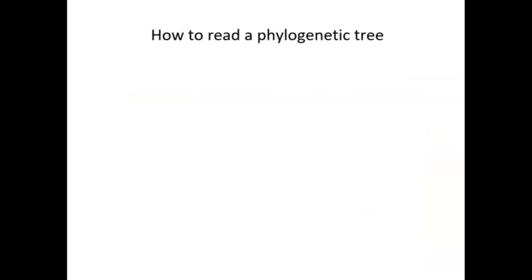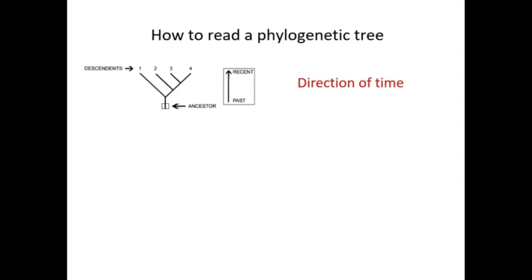Okay, it's time for us to learn how to read phylogenetic trees. Whenever you see a tree, the first thing to look for is the direction of time. In the examples that'll be on this slide, time goes from the bottom towards the top of the diagram. Sometimes you will see trees displayed such that time goes from the left to the right or the right to the left, and sometimes it'll go from the top to the bottom.